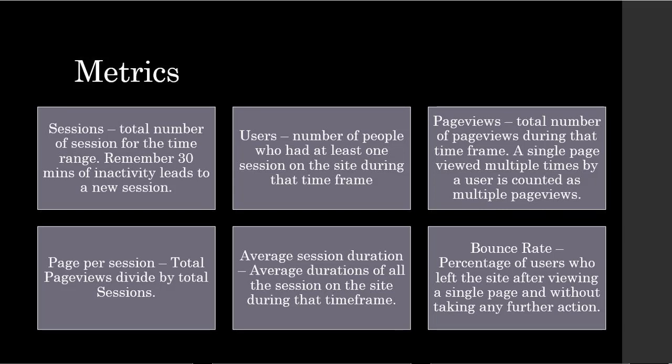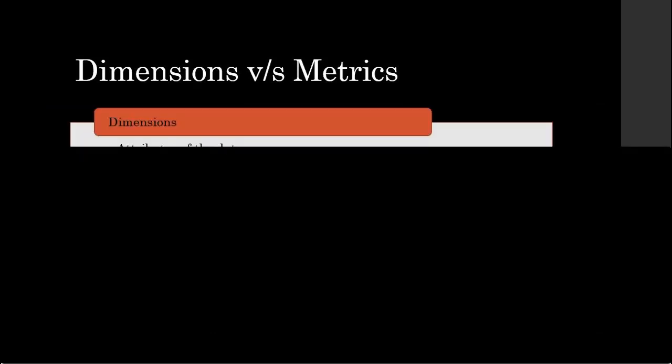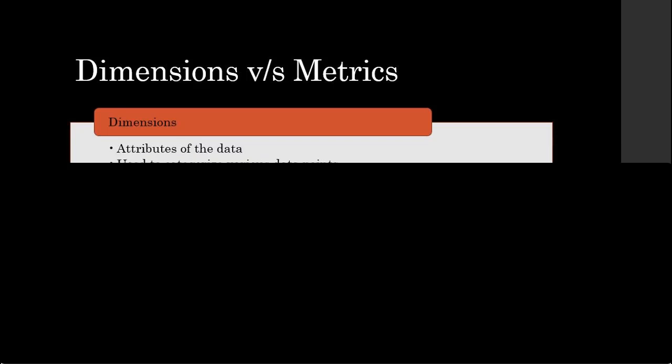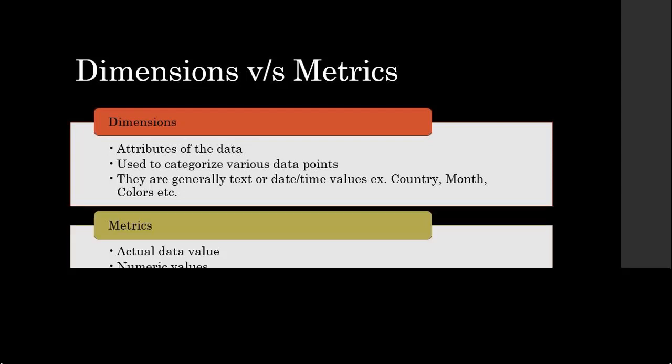So remember these definitions. Another thing I want to call out is the definition and clarity around dimensions and metrics. Dimensions are attributes of the data. They are used to categorize various data points. They are generally text or date time values. Examples are the name of the country, the name of the month or hour, day, whatever you pick from the date time, color, etc.